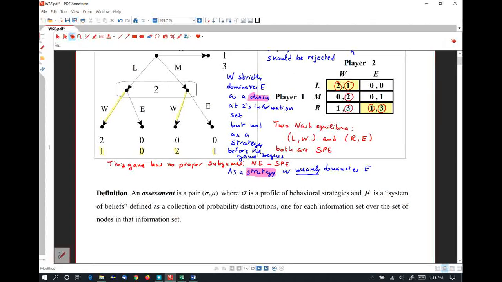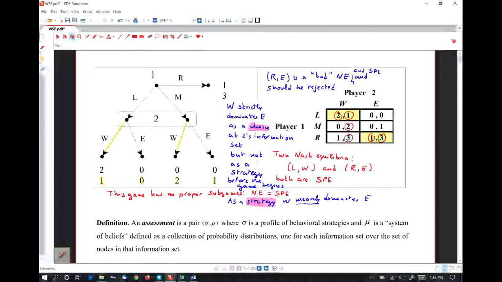So think again about the definition of behavioral strategy. That's also a collection of probability distributions, one for every information set. But these are probabilities over the actions there, over the choices there, whereas a system of beliefs is a collection of probability distributions, one for every information set, but the probabilities are on the nodes of the information set. So it's called a system of beliefs because it captures the idea of what beliefs a player could have at a particular information set.